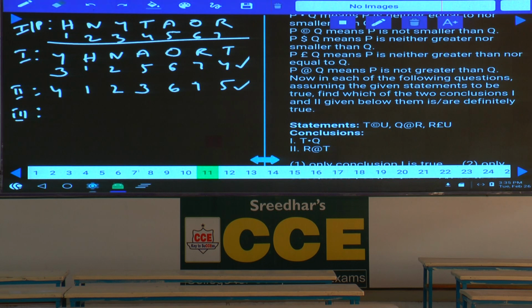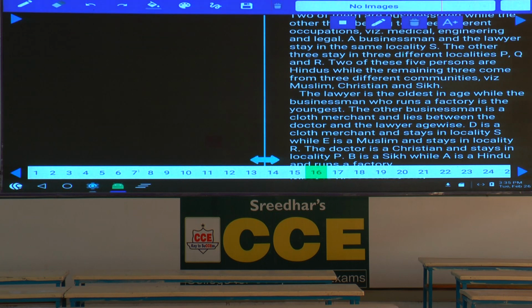Then 16 to 20. Because today there were some good puzzles to discuss, isn't it? And so we need some more time. And in 16 to 20, there are 5 friends. Who are the friends? A, B, C, D, and E are the 5 friends.